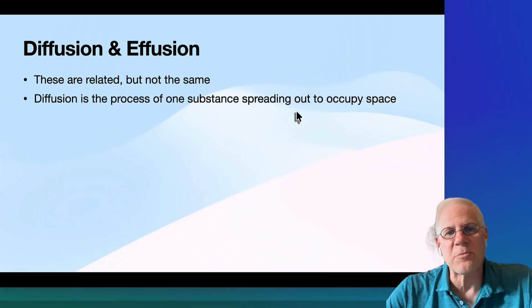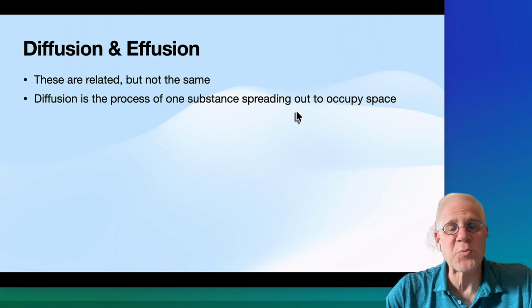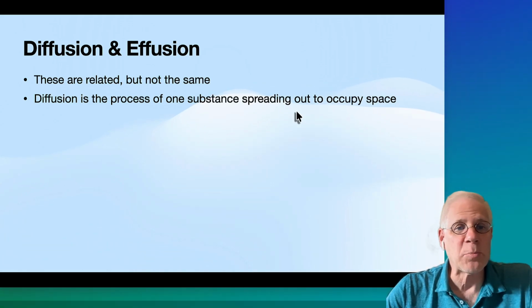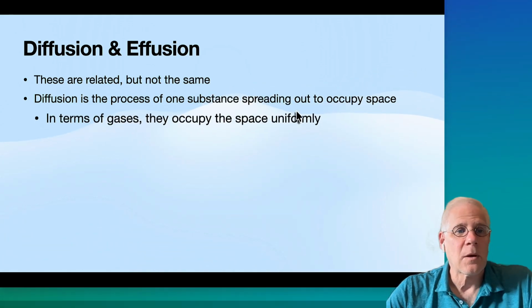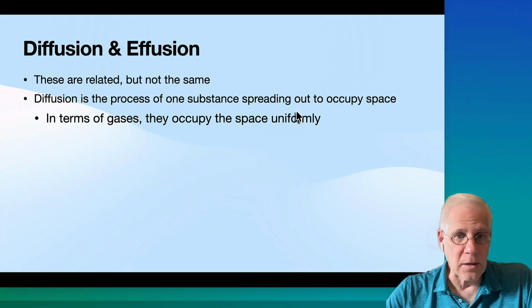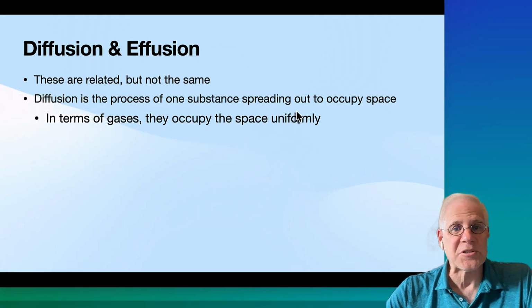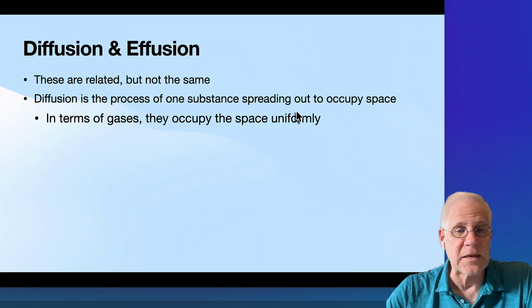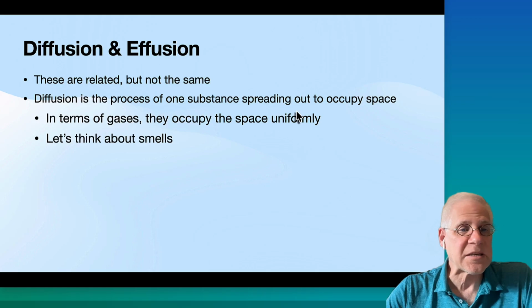So diffusion is the process of one substance spreading out to occupy a space. In terms of gases, they always occupy a space uniformly. Even if they have a point source, they will spread out from that point source and then occupy the space uniformly because they travel until they hit something and then continue to go. So you can think about scents or smells.